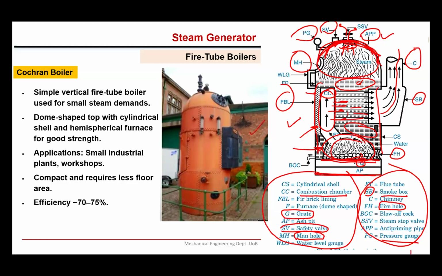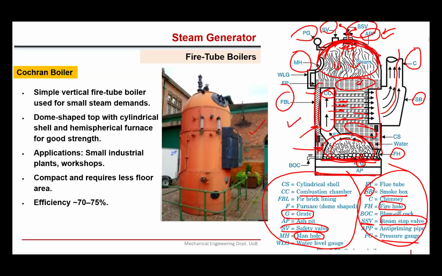This SSV is representing the steam stop valve at the top, this one. This valve is opened according to the requirement of the steam. And before this SSV, this is the APP, the anti-priming pipe. This anti-priming pipe reduces the velocity of the steam and allows the moisture to fall back into the water, right? There are small holes in this anti-priming device.